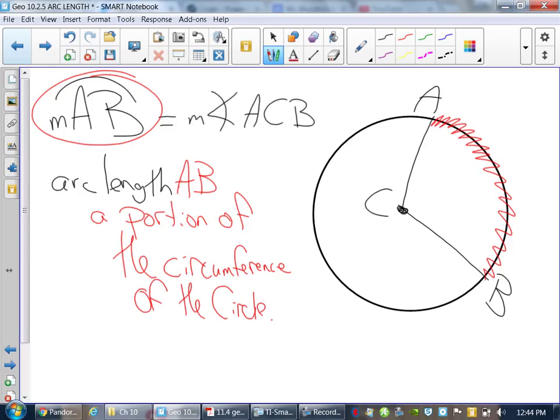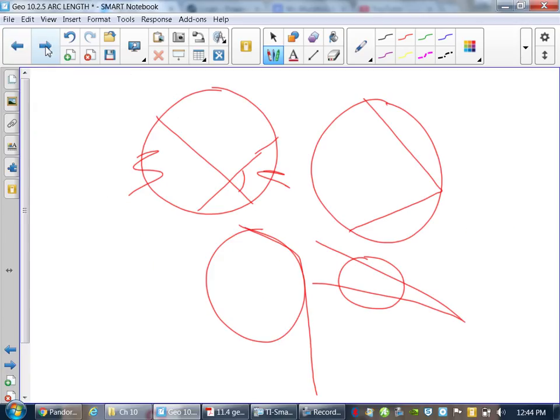It's not meaning that we're finding the segment AB. If I was going to ask you to find that segment, I'd have you do something different, and I would completely word that differently before you see what you have to worry about it. So, arc length.